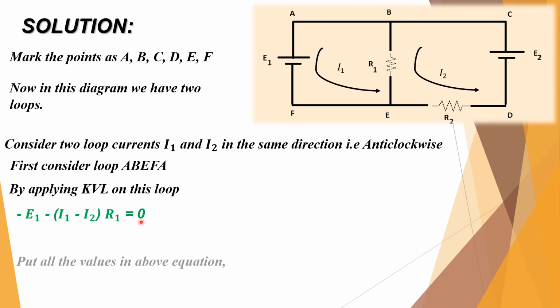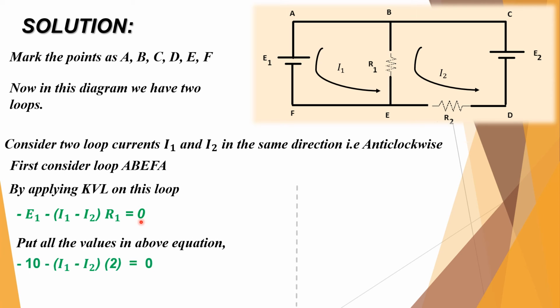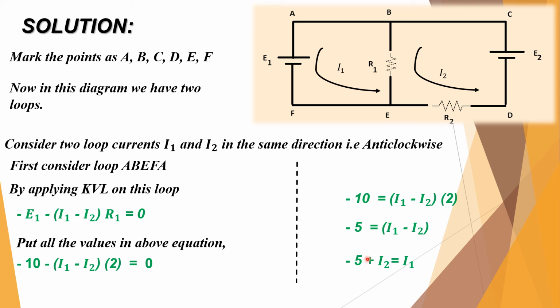By putting all the values in the above equation, we get minus 10 minus (I1 minus I2) into 2 equals 0. By rearranging, we get minus 10 equals (I1 minus I2) into 2. 10 divided by 2 is 5, and we get minus 5 equals I1 minus I2. By rearranging, we get minus 5 plus I2 equals I1. Let's call it equation number 1.